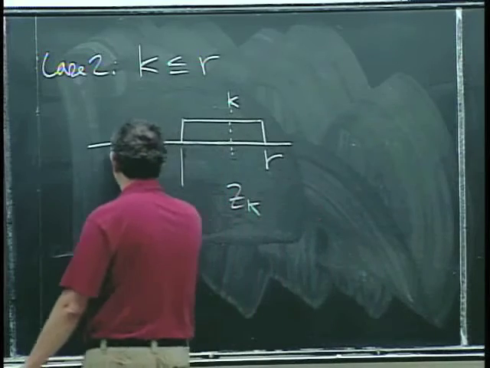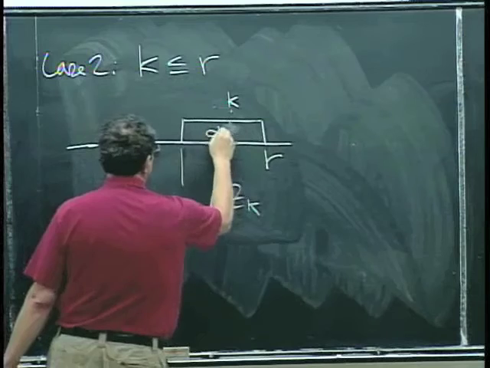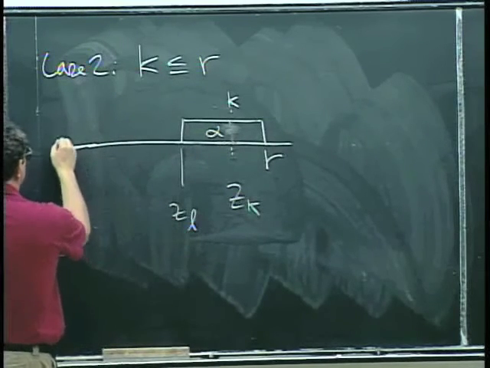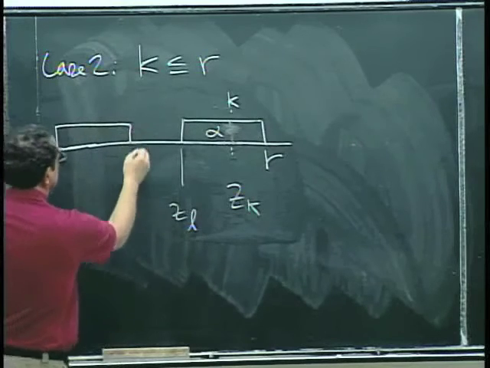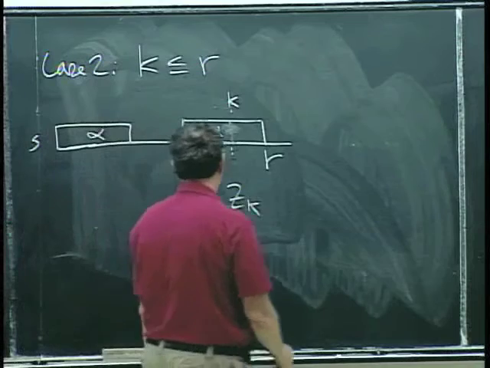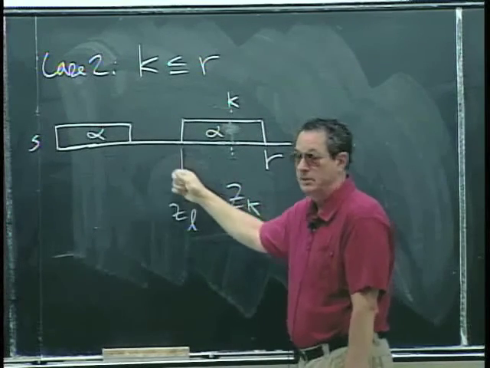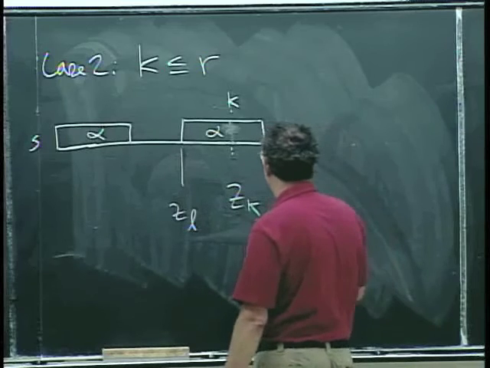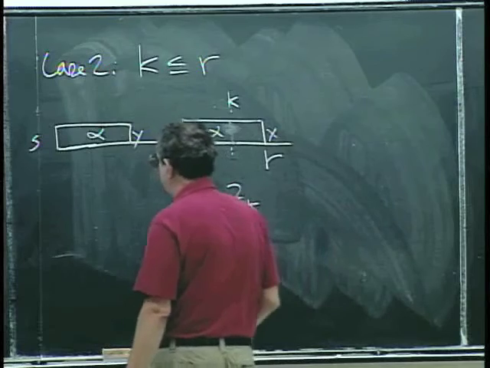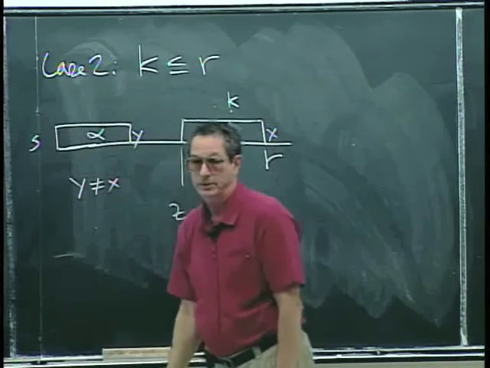Let's draw the picture a little bit. This whole string is going to be called alpha. And by definition, there's got to be another alpha at the beginning of the string. This is a substring that matches a prefix, so that we have an alpha in both of these places. We've talked about this before. The next character over here is X. The next character over here is Y, where Y does not equal X.